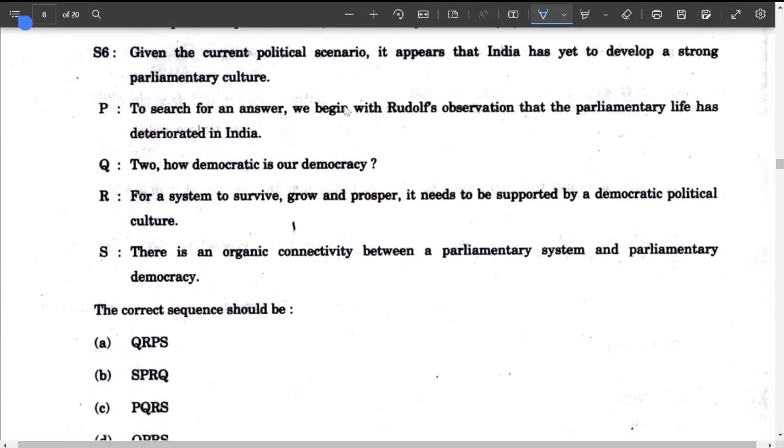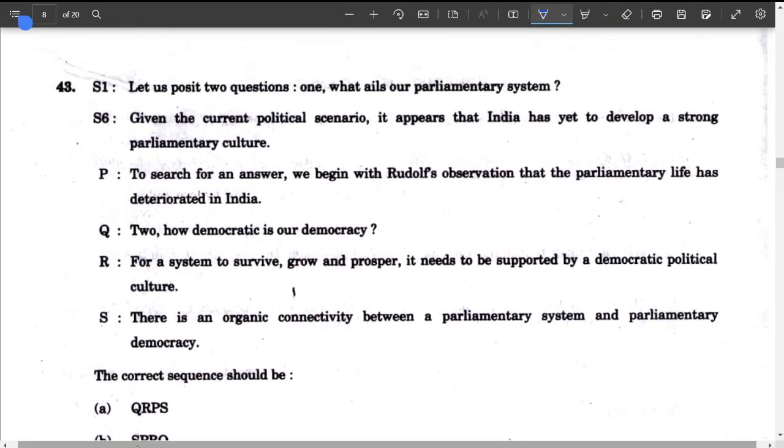Let us pose two questions. One, what ails our parliamentary system? Okay. Now, which one can be used in the beginning? To search for an answer, we begin with next. 2. That means here 1, another one is 2. How democratic is our democracy? So 1 and 2 combination, that means we have to first use S1 and after that we have to use Q in the beginning.